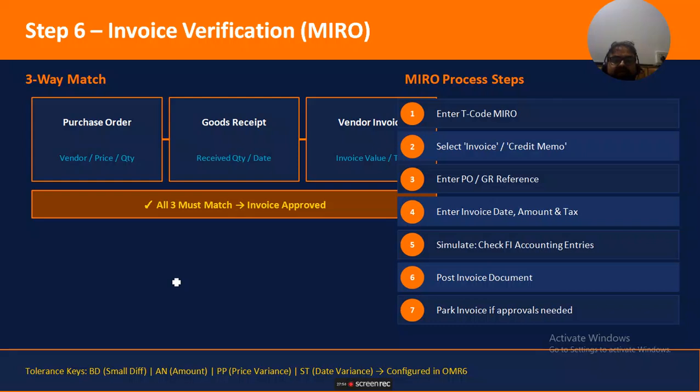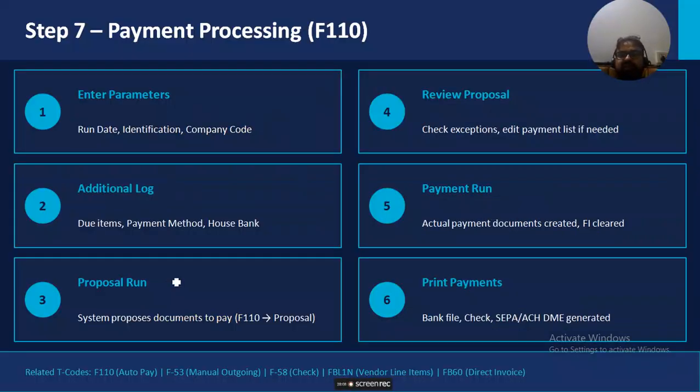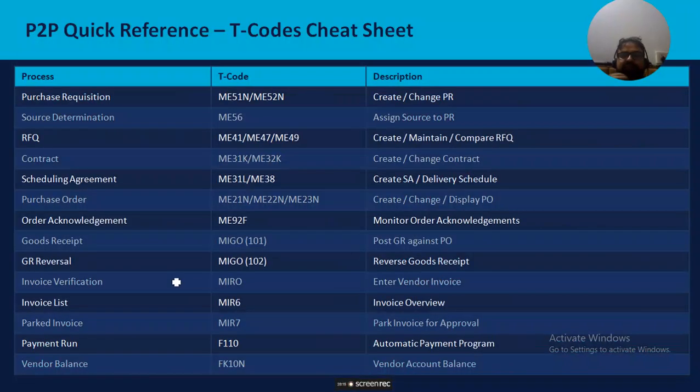Three-way match is also a very important thing. Sometimes the interviewer asks you what is the three-way match. Three-way match is nothing but purchase order, goods receipt and invoice verification. This is called the three-way match, right? Payment processing, we just enter the details and make the payment to the vendor. So this is the cheat sheet of T codes, meaning the transaction T codes. You will have to mention them here.